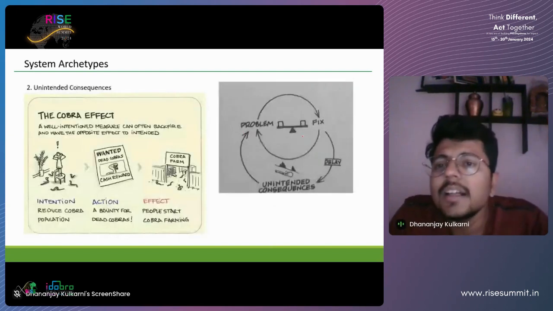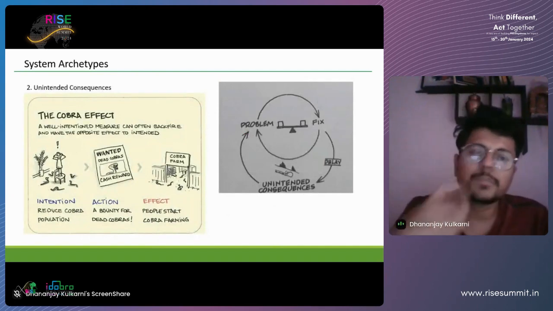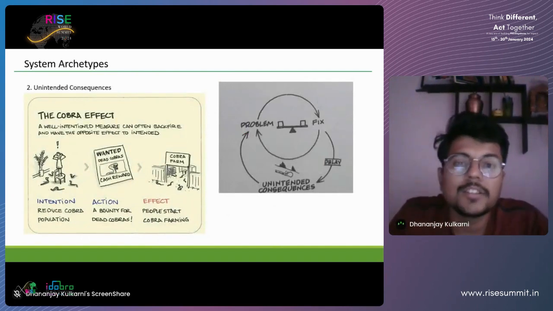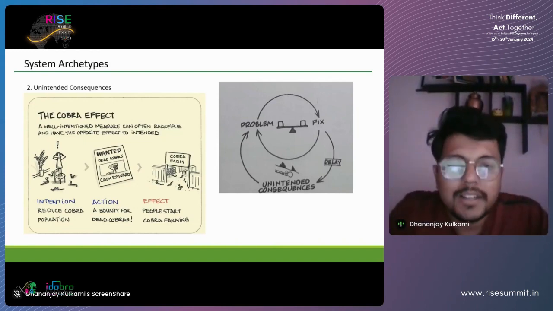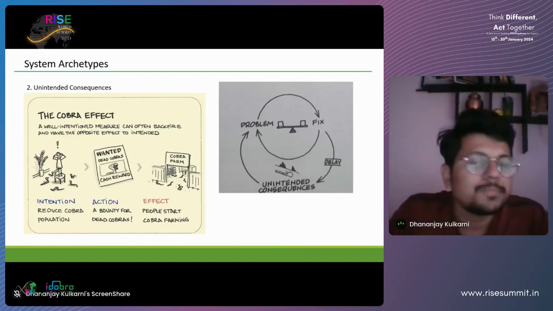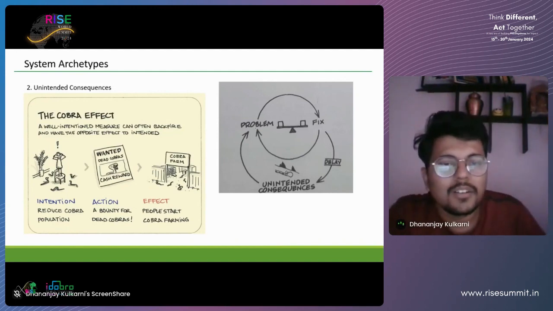Okay? And second, one very important concept about systems, and this is particularly important with sustainability. So let's see, we have a problem. You can take any problem for that matter, right?